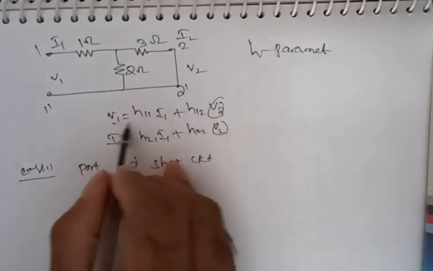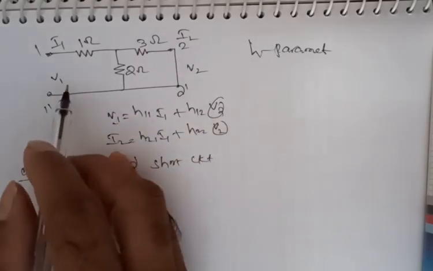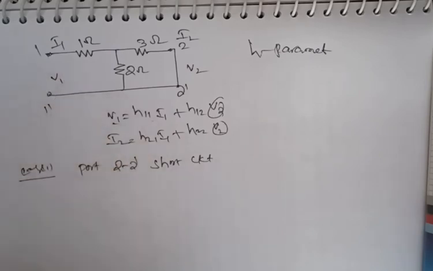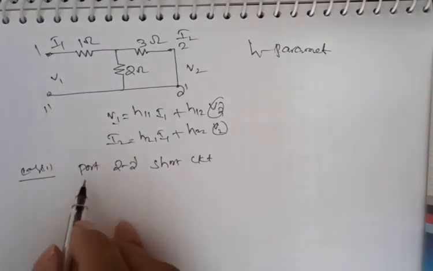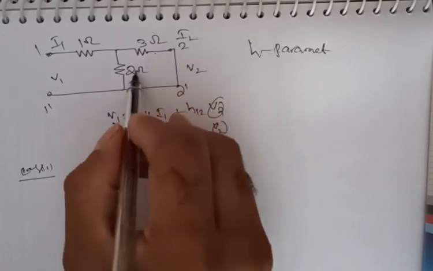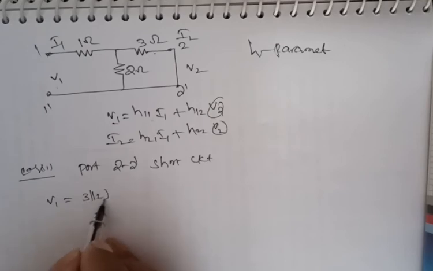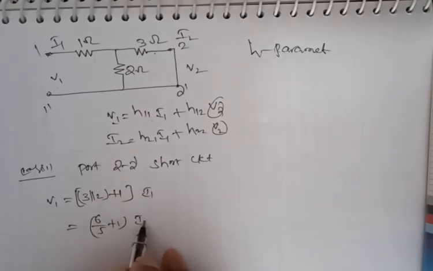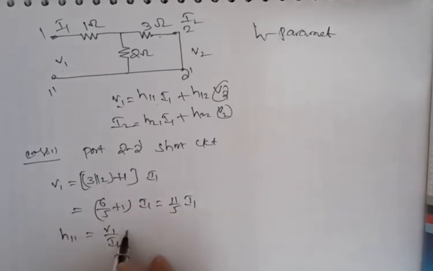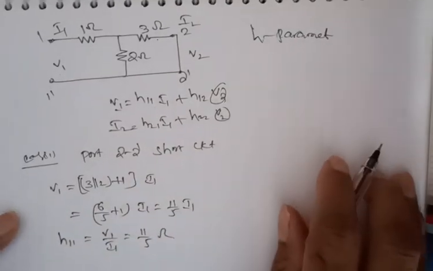Then we get the V1 and I1 relation, which gives h11. Here when it is short circuited, the 3 and 2 ohms come in parallel, in series with this 1 ohm. That means the total voltage is 3 parallel 2 in series with 1, times the current I1. So V1 equals (3 into 2 by 5, plus 1) into I1, which is 11 by 5 into I1. So h11 equals V1 by I1, which is 11 by 5 ohms.